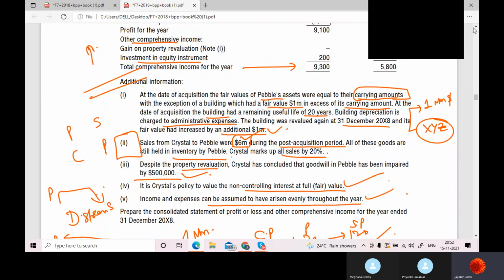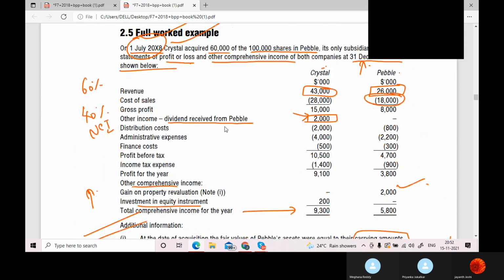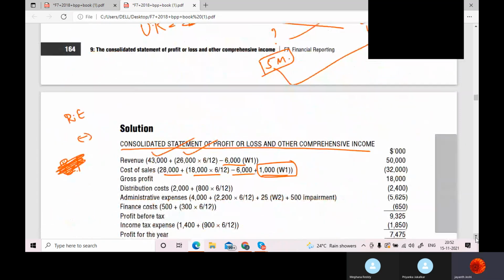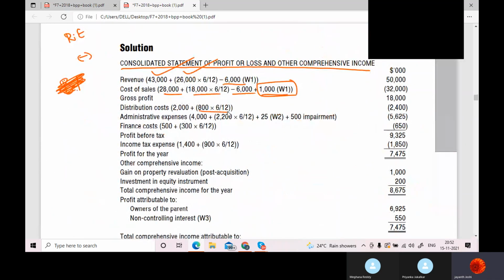So now the next question is distribution cost. This and this we will take. But we will take the subsidiary's figure as half of the year, and distribution cost is done. Administrative expense has some adjustments, so let us do those adjustments now.